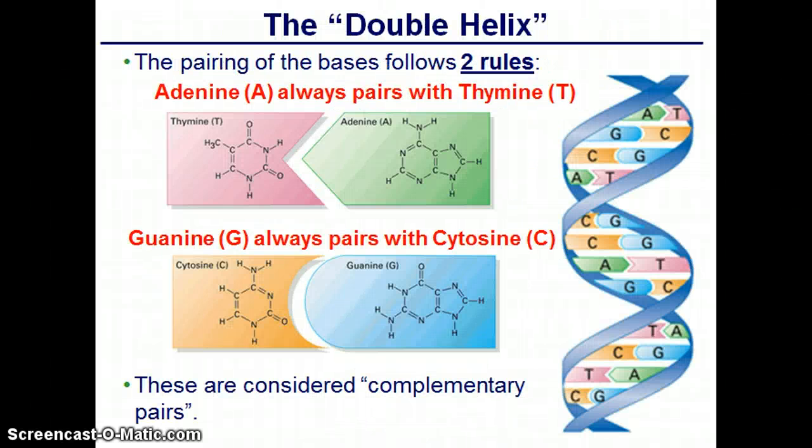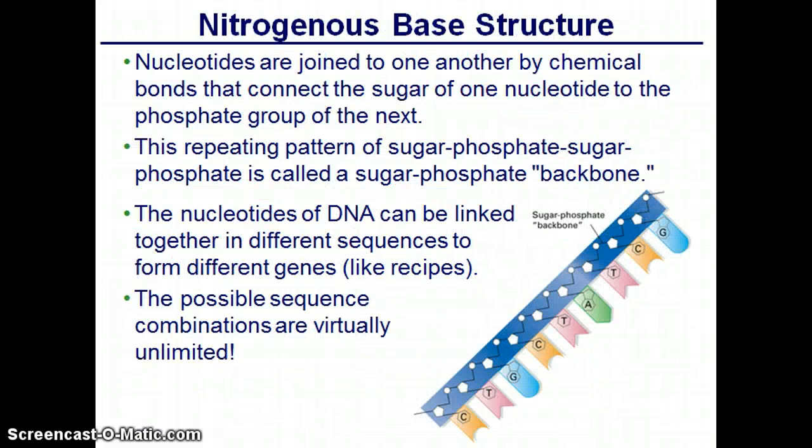Okay, double helix. The reason the DNA looks like it does is because of the pairing of the bases. There's 2 rules. Adenine always pairs with thymine. The way I always remember that is A pairs with T, and I think of AT&T, and for some reason it's just always stuck. And then that just means guanine and cytosine pair together, G and C. These are considered complementary bases, and they always pair like that.